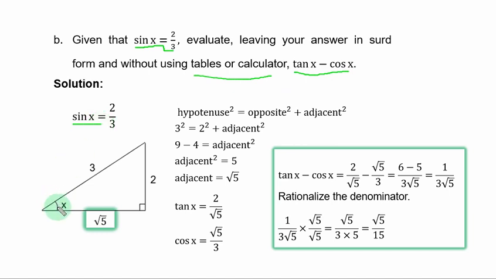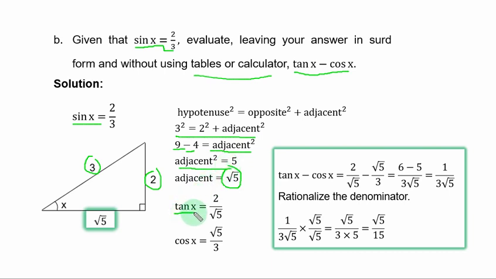So this is the acute angle, 2 is the opposite, and 3 is the hypotenuse. By Pythagoras rule, the square of the hypotenuse is equal to the sum of squares on the other two sides. So you have this result. 3 squared is 9. If you transfer 2 squared, it becomes −4, equal to adjacent squared. So the square of the adjacent is equal to 5. To get the adjacent, you take the root of both sides, so you have root 5 as the adjacent.